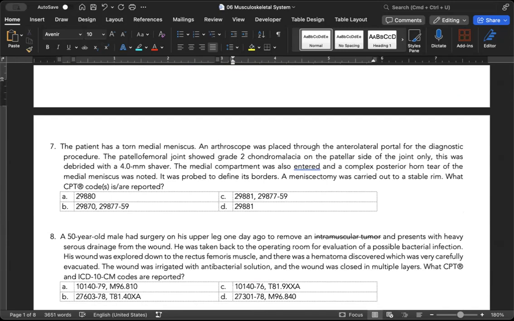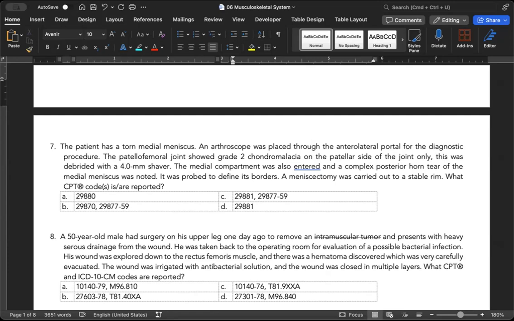Go to number 7. The patient has a torn medial meniscus, and an arthroscope was placed through the anterolateral portion for the diagnostic procedure. The patellofemoral joint showed grade 2 chondromalacia on the patellar side of the joint only, and this was debrided with a 4.0 millimeter shaver. The medial compartment was also entered, and a complex posterior horn tear of the medial meniscus was noted. It was probed to define its borders, and then a meniscectomy was carried out to a stable rim.